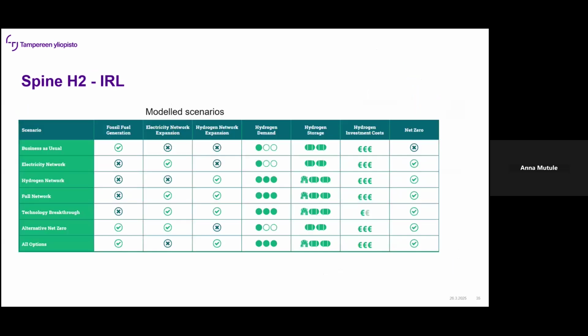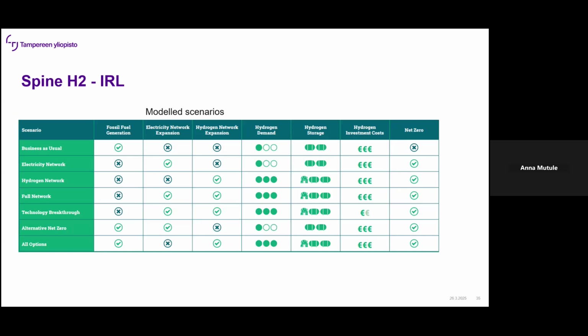This table presents 7 model scenarios, each designed to explore different pathways toward a net zero electricity system in Ireland. All scenarios include high electrification and rising electricity demand, but vary in how they integrate hydrogen or network expansion, or maybe even other technologies.